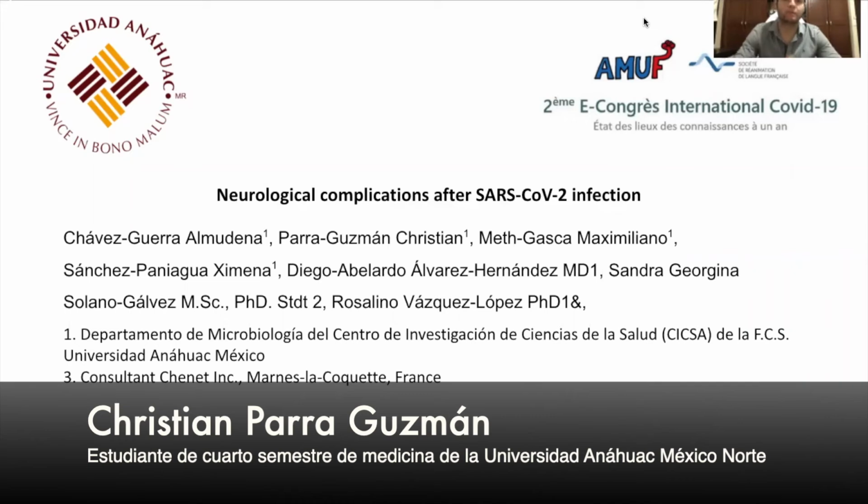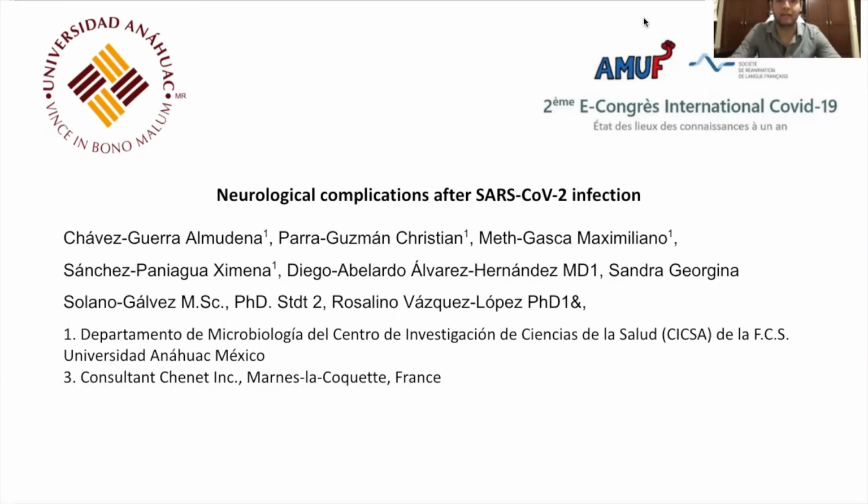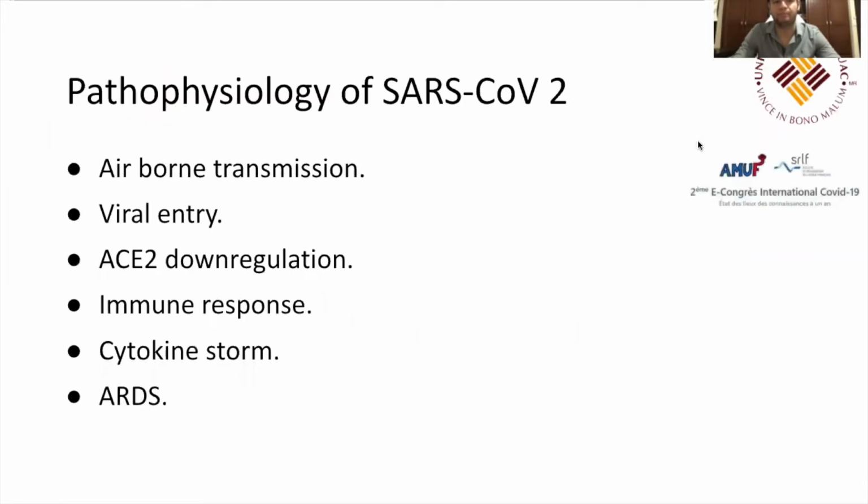Hi, good afternoon. My name is Cristian Parra, and with my colleagues Almudena Chavez, Max Metgasca, and Jimena Sanchez, with the support of the researcher Rosalino Vázquez López, we have the pleasure of presenting the following topic: neurological complications after SARS CoV-2 infection. As we all know, SARS CoV-2 is transmitted by saliva droplets from an infected person. Then the virus gets into the lower respiratory system and infects the alveoli cells.